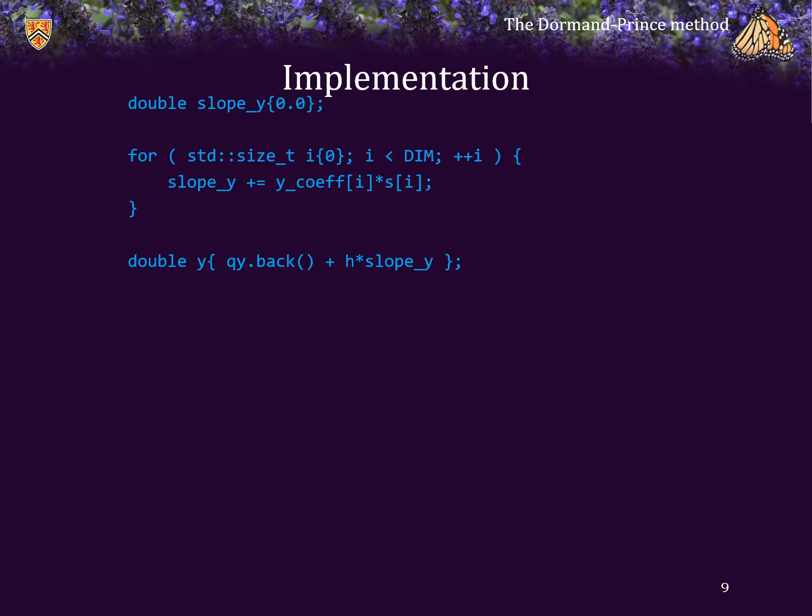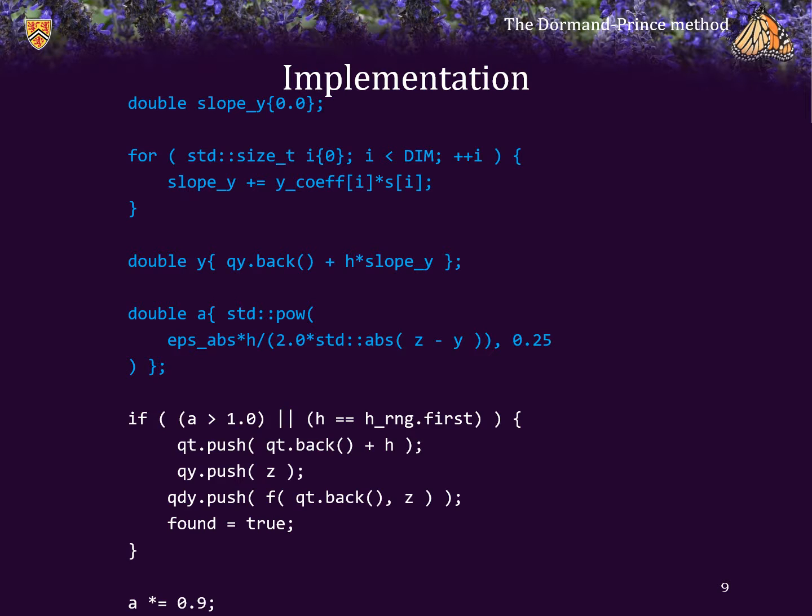However, we must calculate y now, the less accurate approximation, and that just requires us to take the following linear combination of those slopes. Now we have our less accurate approximation. With that, we can calculate or estimate the value or scalar a, and now we go back to normal. We determine whether or not this a indicates that we are sufficiently accurate or not accurate enough.